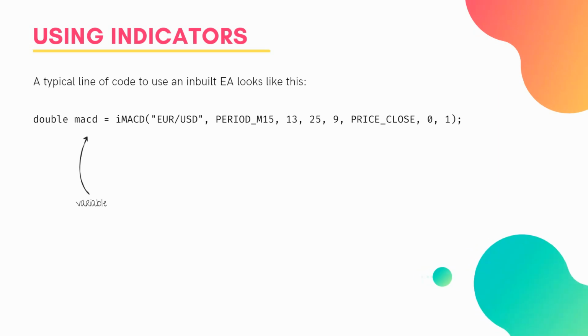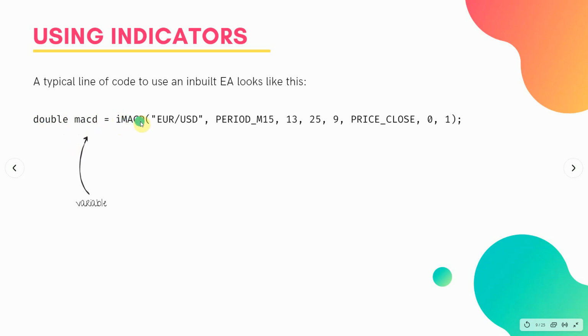So a typical line of code for using an inbuilt indicator looks like this. In this example, we're using the inbuilt MACD indicator, and the MACD is going to return to us a double. So it's going to return to us a number with a decimal place. You can see here we are going to create a variable that we are going to call the MACD, so we can use this MACD value. It's going to have a number with a decimal place in it, and that's what this is going to return.